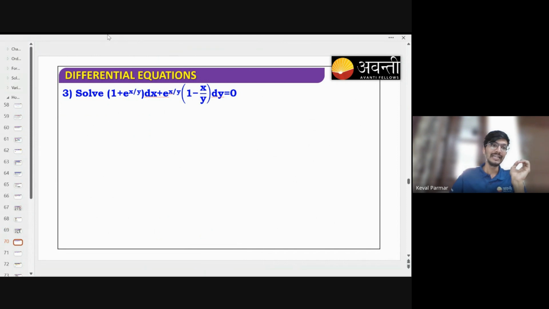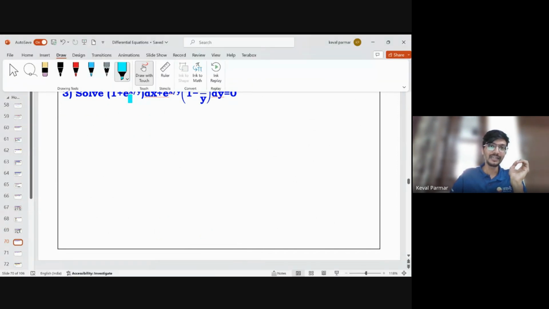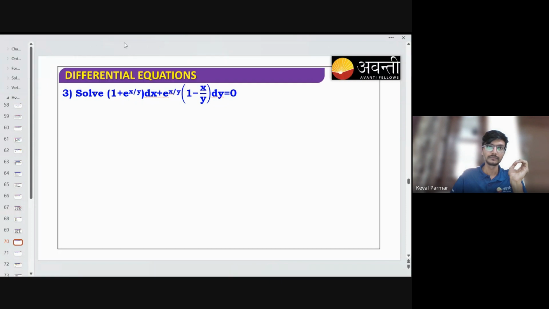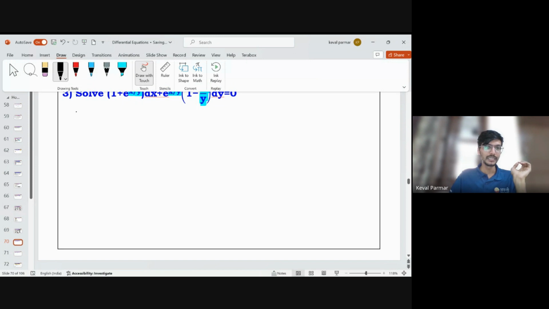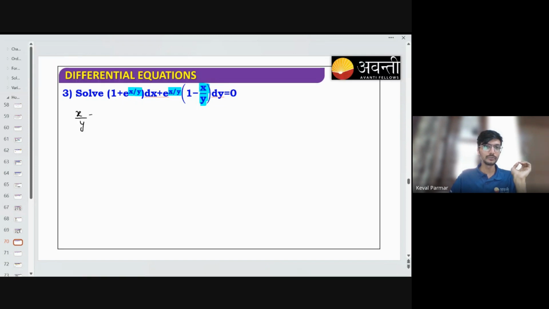So here, as you can see, there are terms where we can see x upon y. So it is better to use the substitution x upon y equal to v instead of y upon x equal to v. So this means that x will be equal to vy. Got it? So what will we now get? Now I differentiate with respect to y.